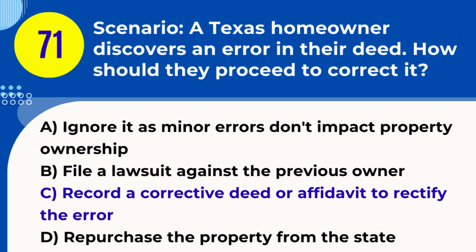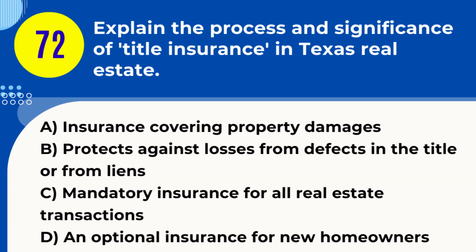Answer: C. Record a corrective deed or affidavit to rectify the error. Explanation: If a homeowner in Texas discovers an error in their property deed, they should proceed to correct it by recording a corrective deed or an affidavit with the county recorder's office. This legal document will rectify the error, such as a misspelling or incorrect property description, ensuring the deed accurately reflects the property details.